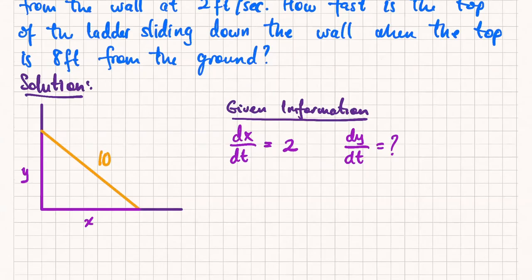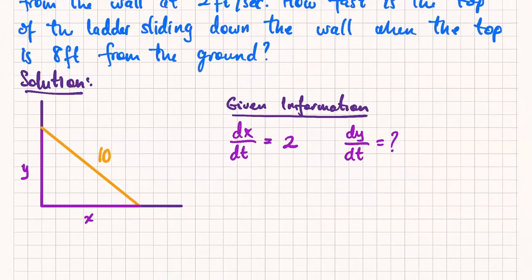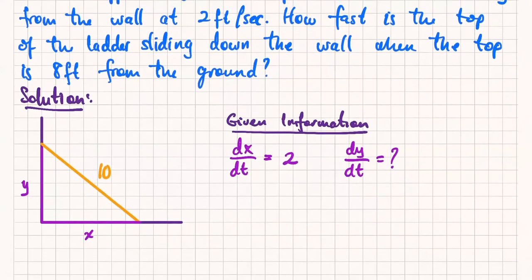Now, it's not just that I want dy dt. Keep in mind that x and y are functions of time, and I don't want dy dt in general. I want dy dt at a very specific time. What specific time do I want to know dy dt at? 8 feet? That's not 8? So give me dy dt when y equals 8. Does that make sense? Give me dy dt when y equals 8. That's correct.